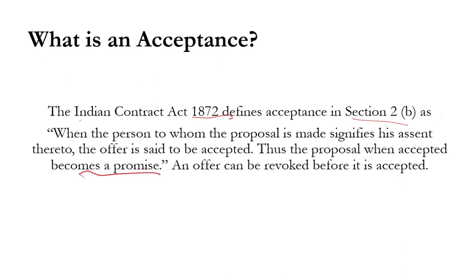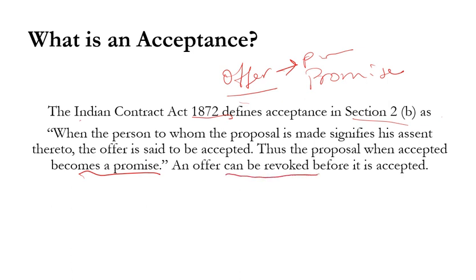The offer can be revoked before it is accepted. So this says that once the offer made to the promisee from the promisor is being accepted, then it is known as an acceptance, and then it becomes a promise. It becomes a full-fledged promise. But an offer can always be revoked before it is accepted.